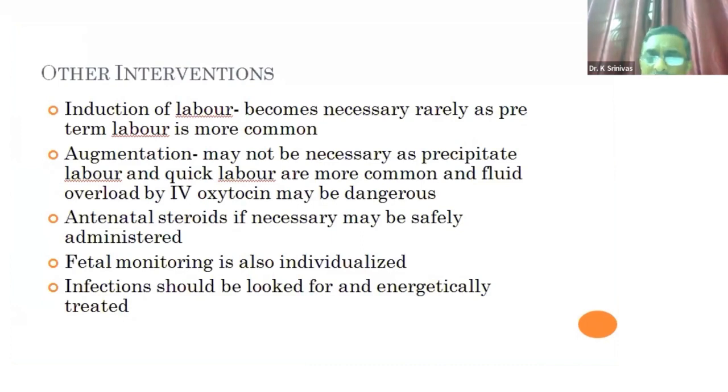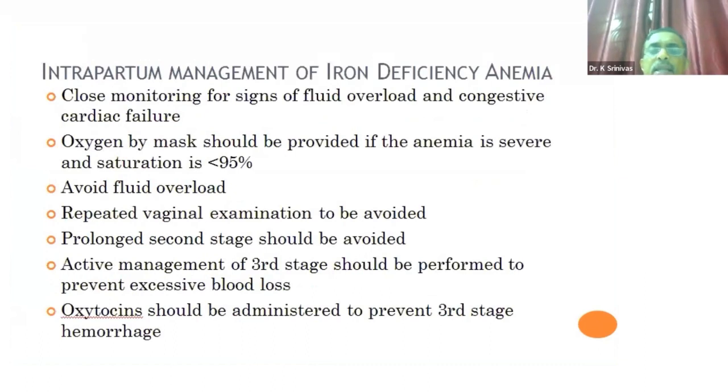Always anticipate and look for infections and energetically treat them. Intrapartum monitoring, when she is in labor: close monitoring for fluid overload, and oxygen if the saturation falls below 95%. So avoid fluid overload. Don't repeatedly keep doing vaginal examinations to assess the progress, because you may introduce infection. Second stage prolongation is usually avoided in case of severe anemia, and if the patient is in failure, it is better to use an instrumental delivery to avoid her overstraining.